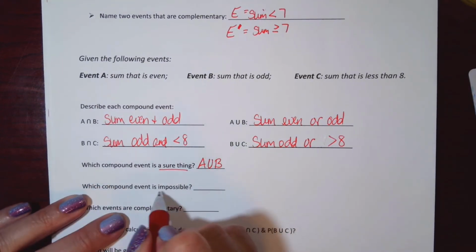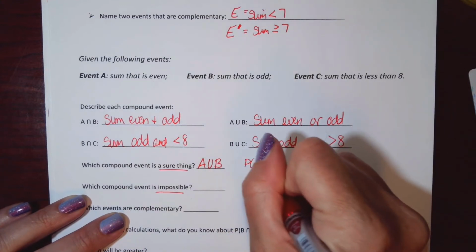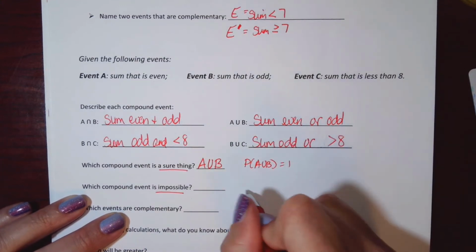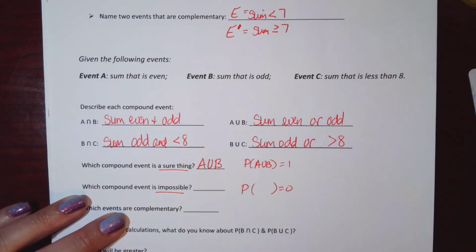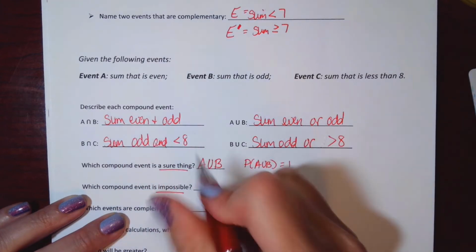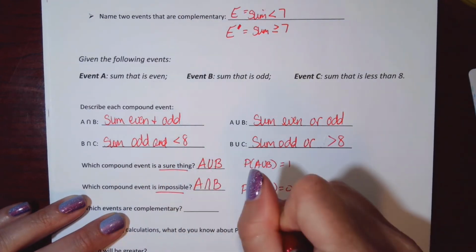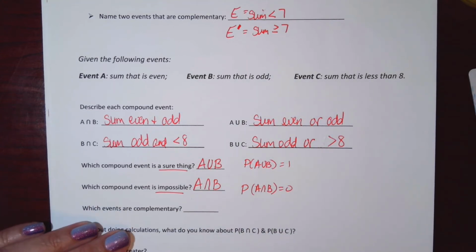Which one of these compound events is impossible? So this one has a probability of 1. Which one is going to have a probability that is 0? It's impossible. Well, I don't have any numbers that are both even and odd, so this one, A and B, is an impossible event.